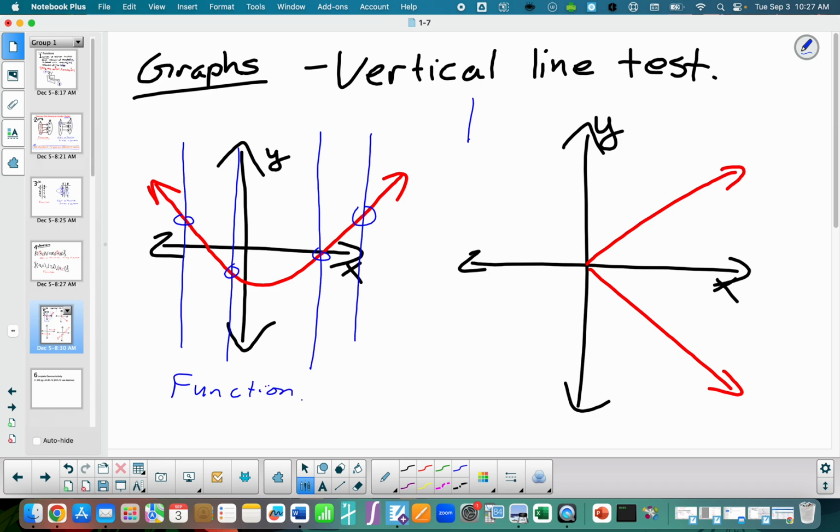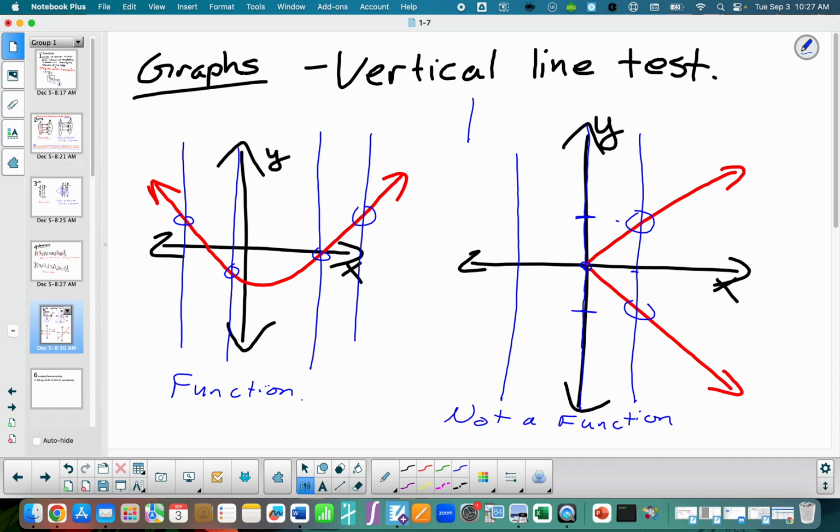But take a look at the one on the right. If I draw a vertical line here, it doesn't hit at all. If I draw a vertical line right along that y-axis, it only hits once right here. But notice when we start drawing vertical lines over here, it hits once here and once here. That means at this input at x, we have two outputs or two heights, here and here. That would make this not a function.